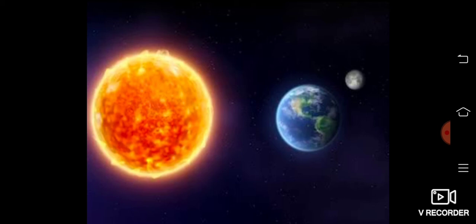Tell me, does the moon have light? The sun has light because it is a huge ball of fire. That is why we are getting heat and light from the sun. Like that, does the moon have any light? No, it does not have any light on its own.